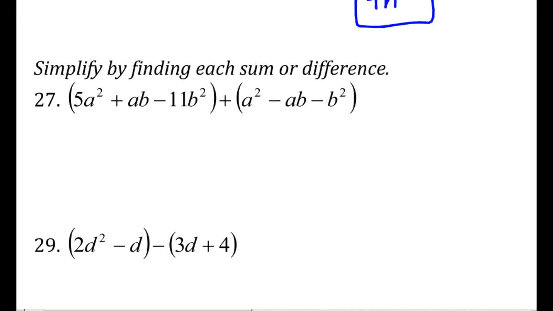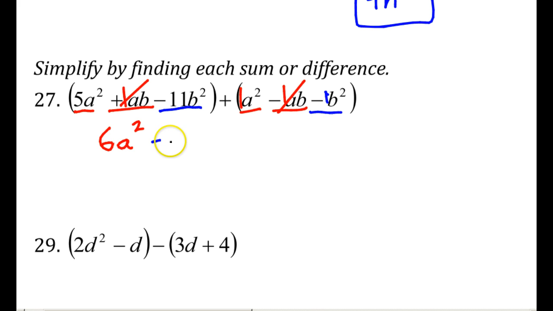Just simplify these together. Okay, like terms. Same variable, same exponent. A squareds. You have 5 here, you have 1 here. Altogether you have 6 of them. You have 1ab here. You take away 1ab here. There's 0. You don't have any. You have a negative 11b squared. You have one more negative b squared. Altogether you have 12b squared.